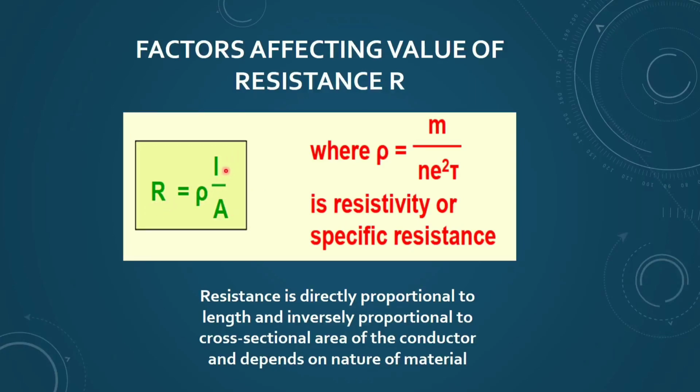Here L is the length of the conductor, A is the area of cross section, and rho is the symbol for the specific resistance. So on what factors is the resistance R depending? It depends upon the length of the conductor, it is inversely proportional to the area of cross section, and rho, the specific resistance or resistivity, depends upon the nature of the material. So these are the three factors on which the resistance of a conductor depends: length, area of cross section, and nature of the material. This formula is very, very important: R equals rho L upon A.